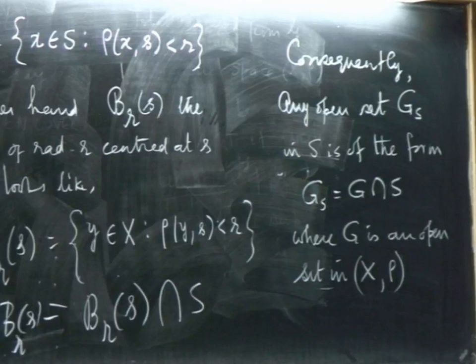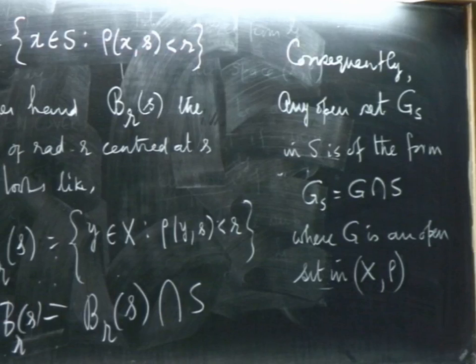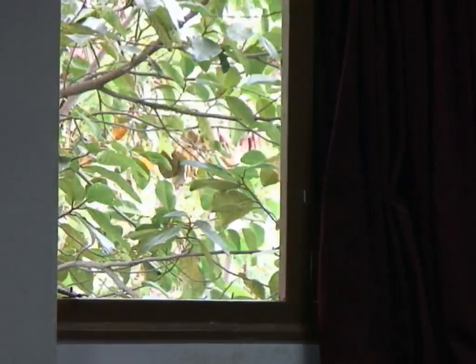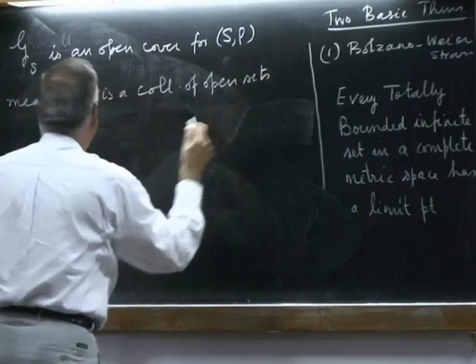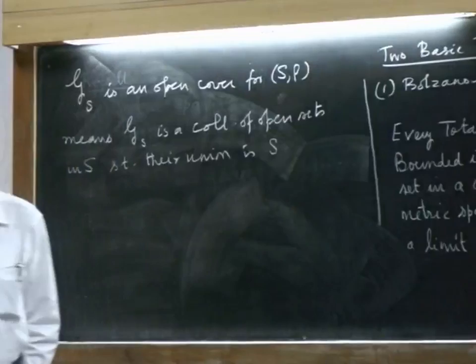Since S with rho is a metric space, what is meant by an open cover for S? Now look at the universe. What is meant by an open cover for S? It is a collection of open sets in S which cover S. So let us say G_S is an open cover for S means G_S is a collection of open sets in S such that their union is S.